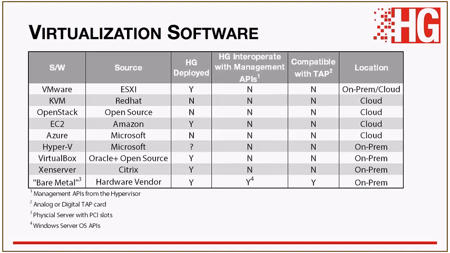When it's a physical server with PCI slots, then the Windows Server OS and the APIs, we actually interact with. Things that you also need to be aware of with these virtualization software is that very few of them actually interact with analog or digital tap cards. When you're in these VM environments, VoIP is the best way to go.